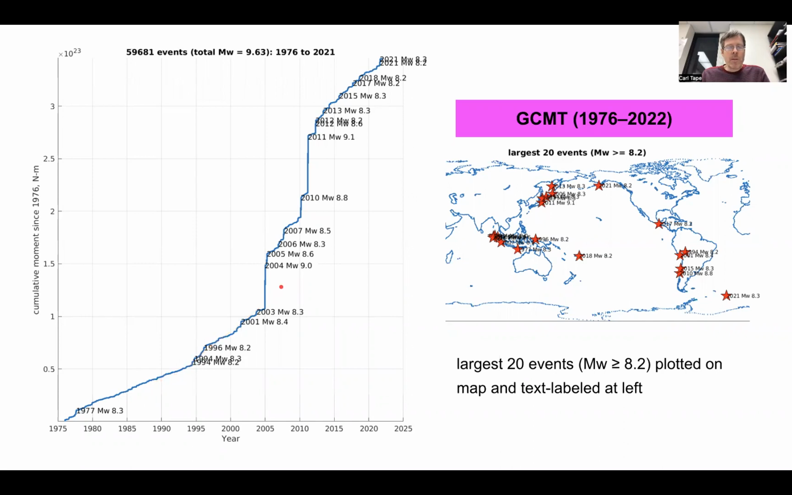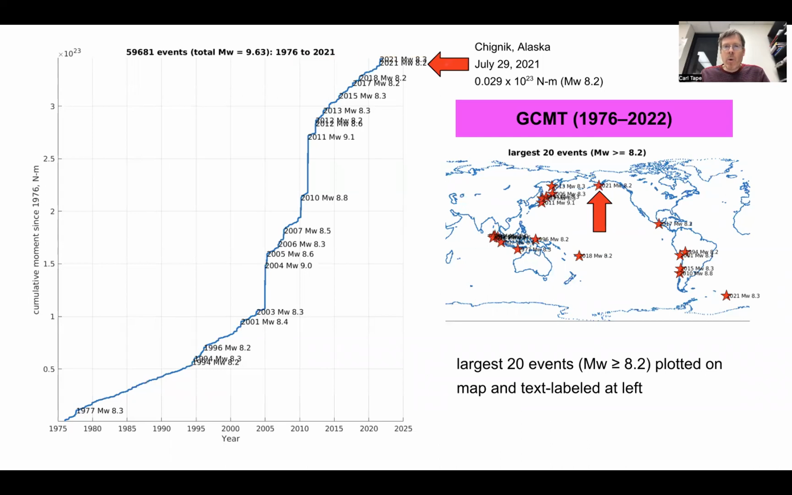So this is the cumulative moment since 1976 for the GCMT catalog. And that shows there are 59,681 events. And the total, if we sum up all of the moment and convert back to magnitude, would be a 9.63 earthquake during this time period.